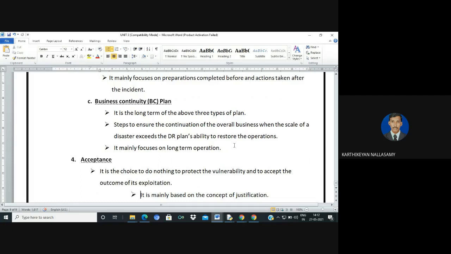Sometimes we can't do anything, meaning we can't take any action to control them, so we have to accept. We are not able to provide anything to protect against the vulnerability, so we accept. We are going to accept the recommendations and justify that because of these reasons, whatever changes we made in the original information, we have to rectify. So these are the four types of control strategies needed.